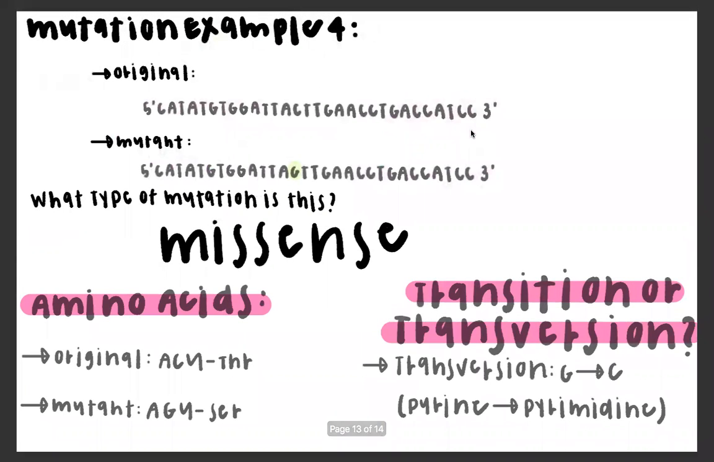If you said it was a missense mutation, then you are correct. A missense mutation happens when you change a single base pair and it ends up coding for a different amino acid. Our original DNA coded for the THR amino acid, but our mutant DNA ended up coding for the SER amino acid. This is also a transversion mutation because we are going from a purine to a pyrimidine.